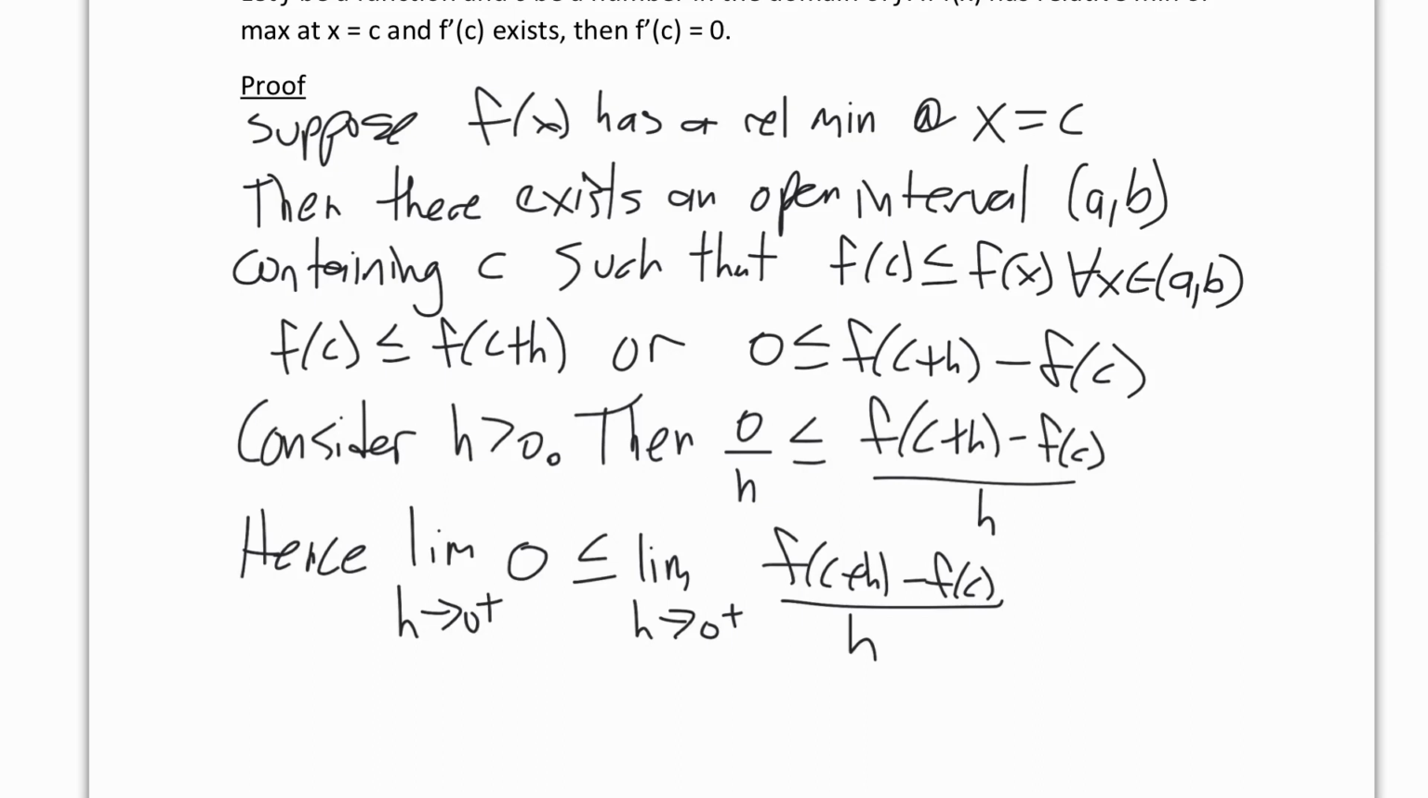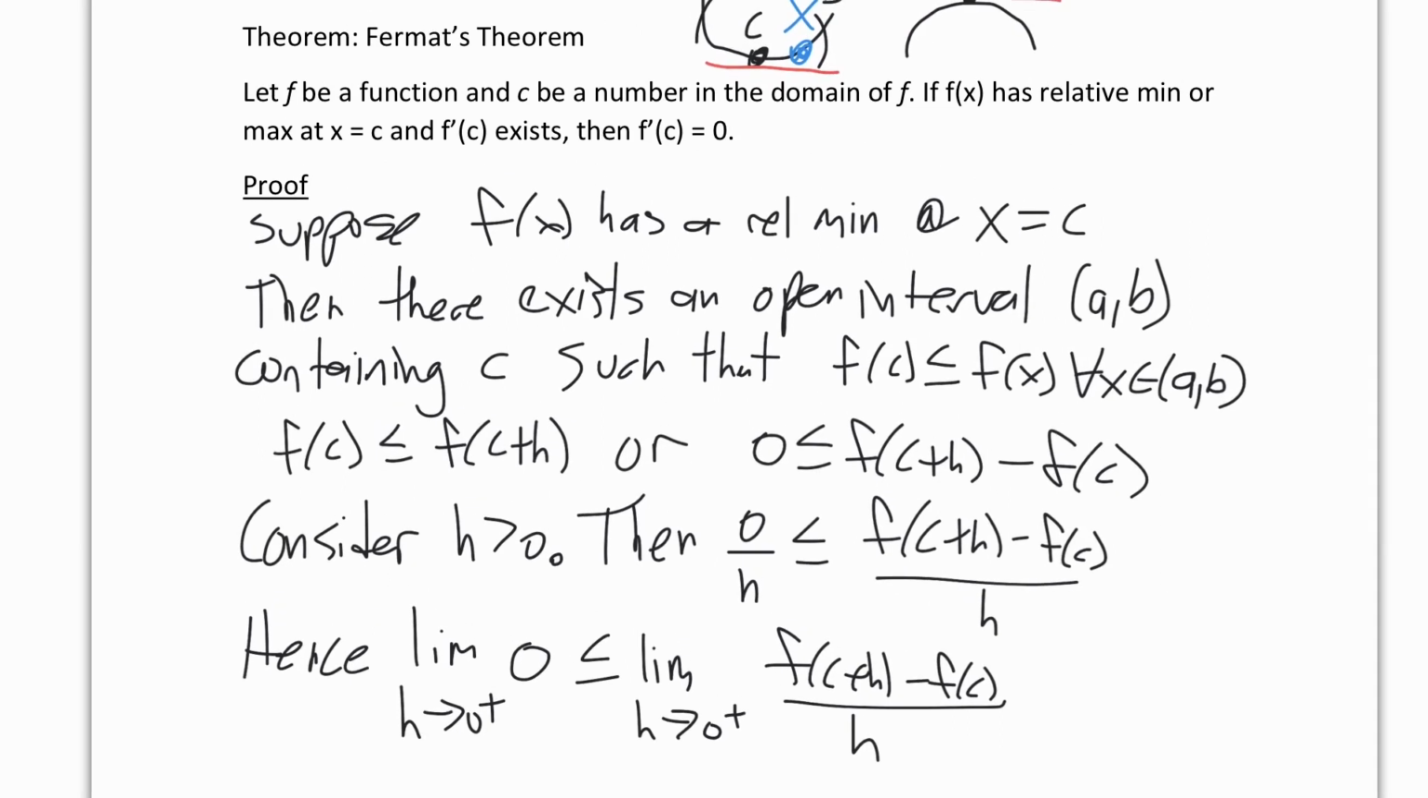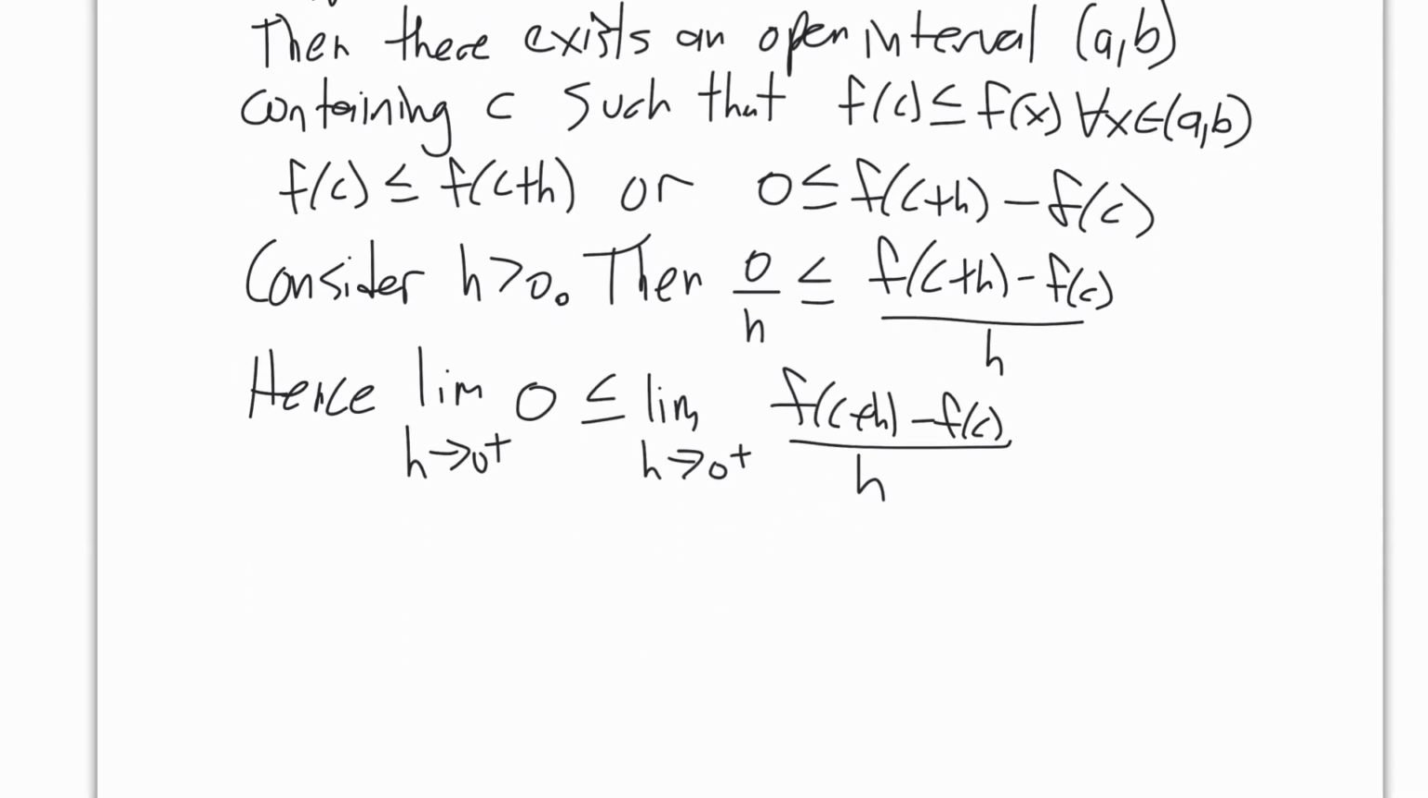Now, this right-hand side is the definition of the derivative with h coming from the right-hand side. Since the derivative exists, that's part of the proof, we're assuming that f has a relative min and the derivative exists. So this limit has to exist. And so the derivative has to be greater than or equal to the limit of 0, and the limit of 0 is 0.